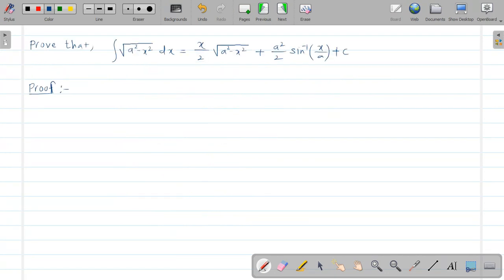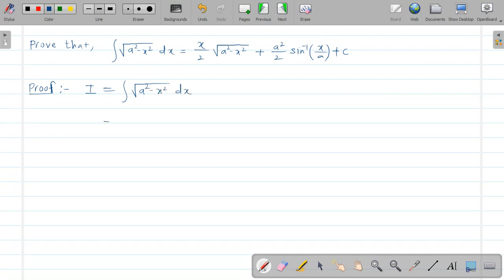Now see the next result, that prove that integration from root of a square minus x square dx is equal to x by 2 into root of a square minus x square plus a square upon 2 sine inverse of x upon a plus c. Now to evaluate this integration, first of all we will consider the integration I is equal to integration root of a square minus x square dx.